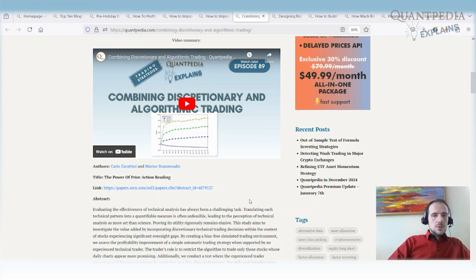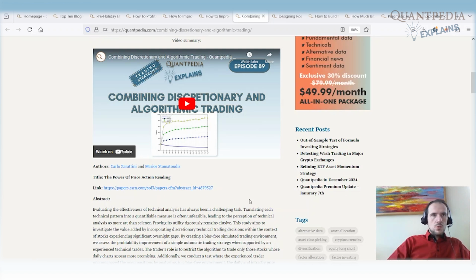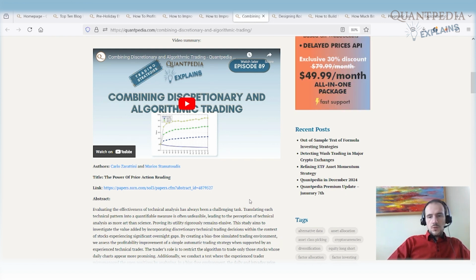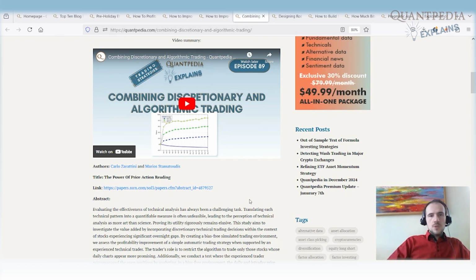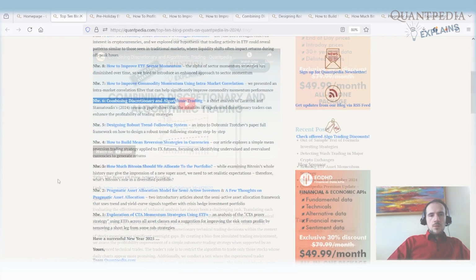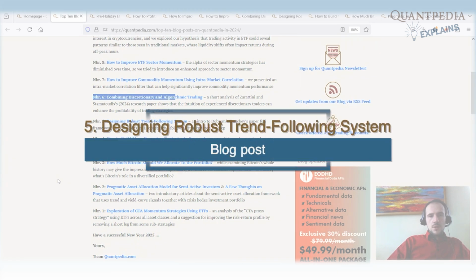So if you are a discretionary trader, or if you are a quant trader and you have a discretionary trader close to you, I really recommend you to read this article. It will show you how you can combine the knowledge of discretionary traders and quants into one package, and how to make more money. Number 5, designing a robust trend following system.